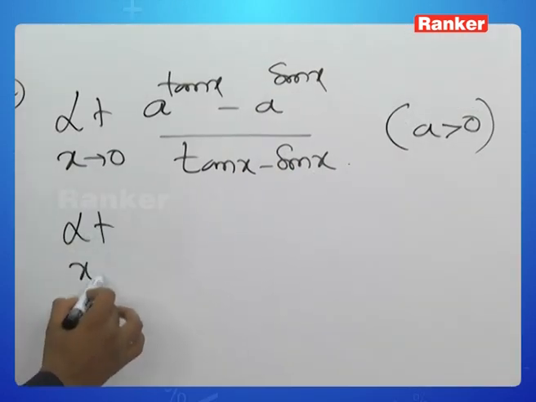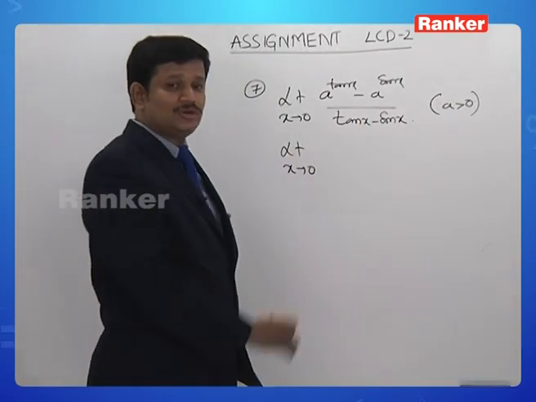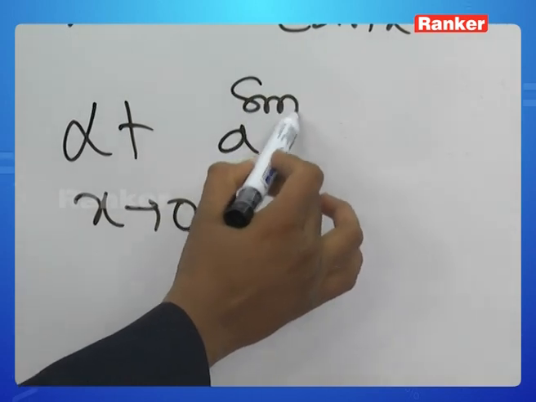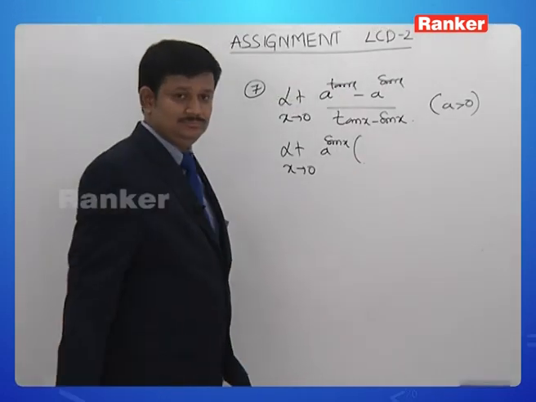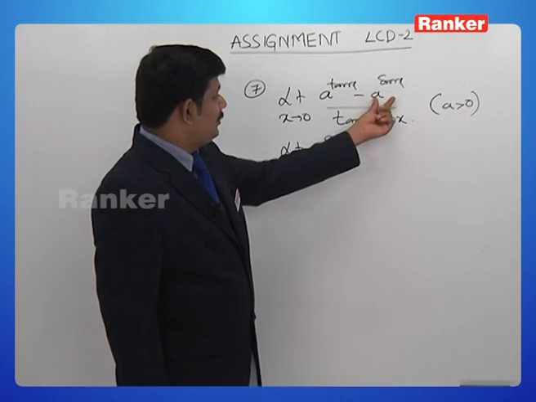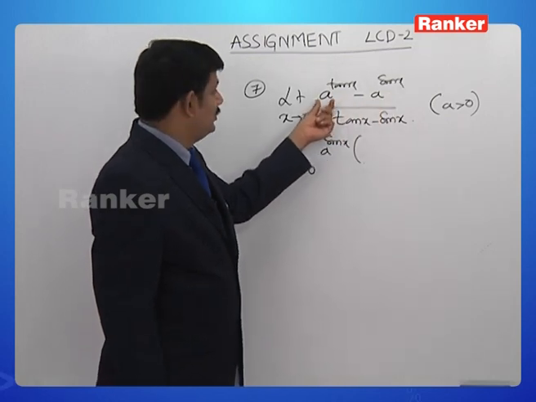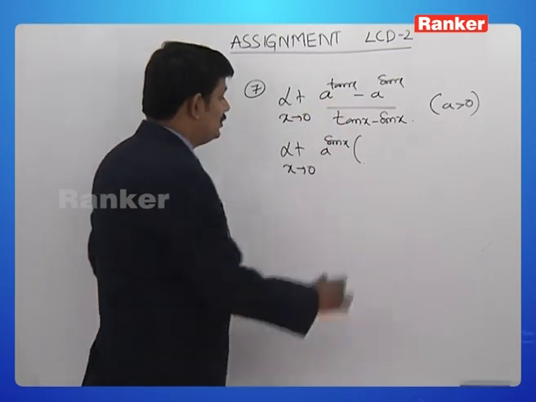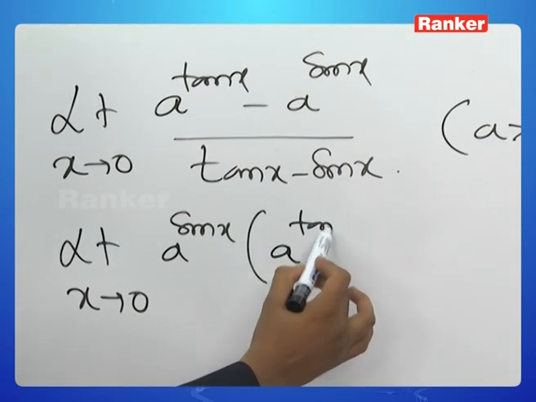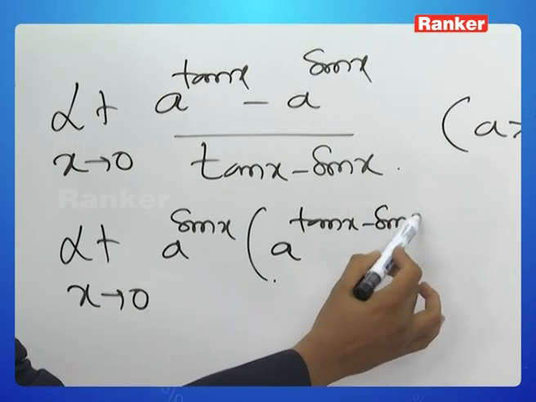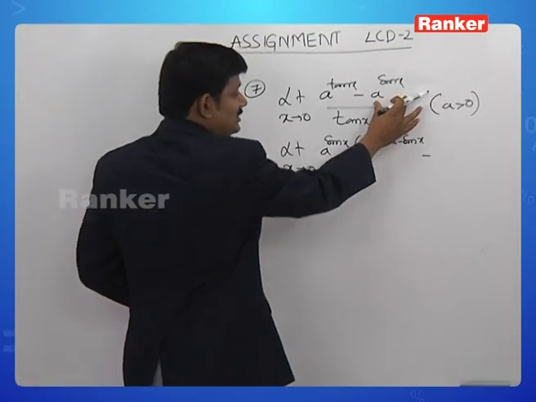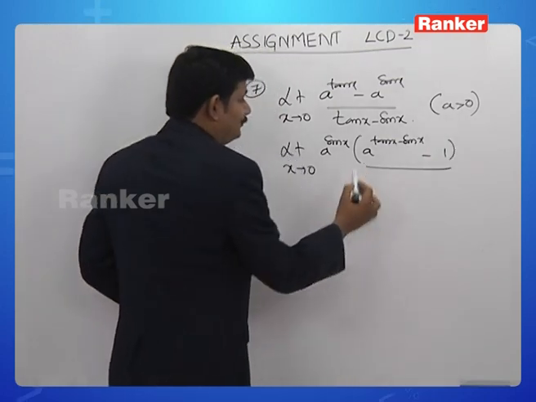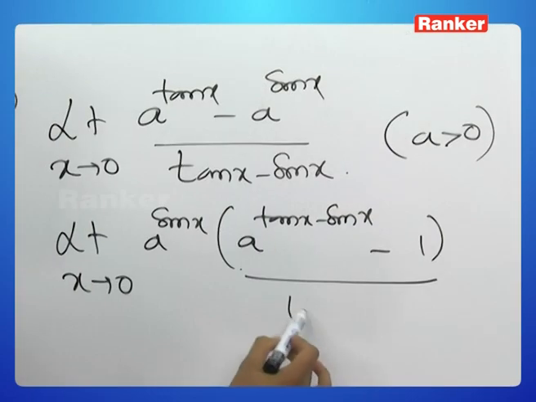Let me take a power sin x common from the numerator. So this will become a power sin x into, when I take a power sin x common from the numerator, this will be a power tan x minus sin x minus this a power sin x we have taken it common, so we will be left with 1, divided by tan x minus sin x.